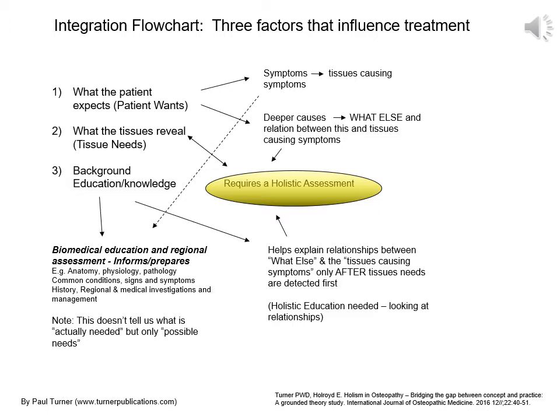The third thing that influences a person's decision-making process is the background education and knowledge. Okay, so at college you learn about biomedical education, and you learn about regional assessments. That informs you and prepares you. So you learn anatomy, physiology, pathology, common conditions, signs and symptoms of those conditions. You learn how to take a history, you learn how to do your regional and medical investigations and management process. Yeah? And I think no matter who you talk to in most professions, they would all learn that to some degree or other, to different depths.